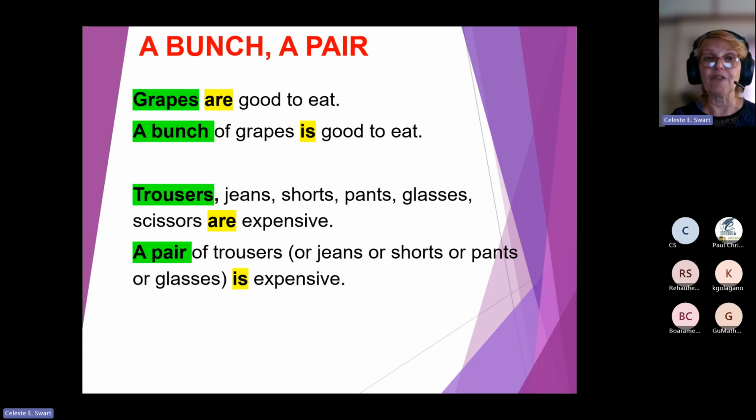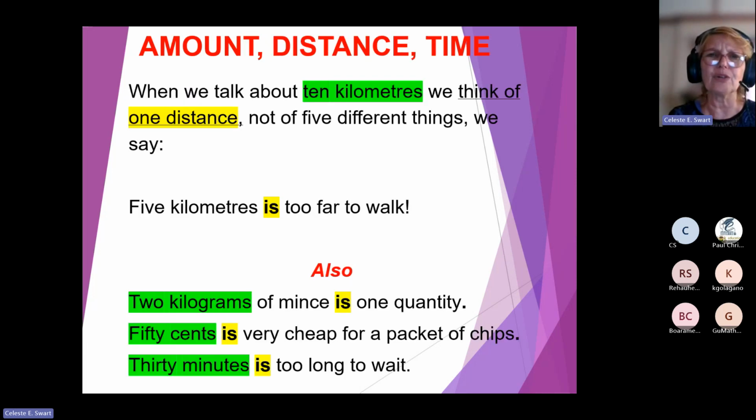So that assists you. If you remember the keywords, they are going to help you through this, and you're going to see it's not so difficult after all. When we look at distance, time, amount, when we talk about 10 kilometers, we think of it as one distance. So it's one distance, and it's not 5 or 10 or 20 different things. When we speak of something like 5 kilometers, for instance, we say it is too far to walk. You don't say 5 kilometers are too far to walk. That is grammatically incorrect, and we're not going to do that.